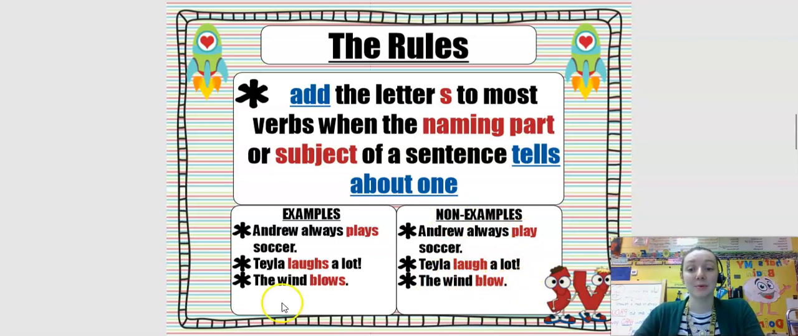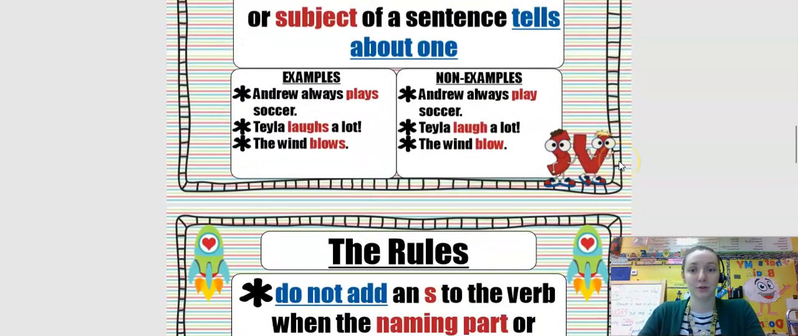All right, the last example is the wind blows, because the wind is one thing. The wind, just one, blows. So it has that S on the end. It would not be the wind blow. The wind blow. No, does not work. Okay, it's your first rule.